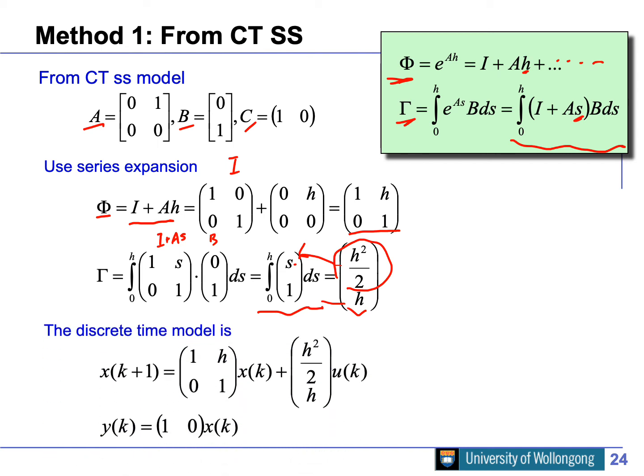And the discrete time model basically is x(k+1) equal to phi x(k) plus gamma u(k), and y(k) is equal to C x(k). Okay, so we did this by getting the continuous time state space representation first. We got this continuous time state space first. Then from A and B, we can calculate phi and gamma. Then we get our discrete time model.